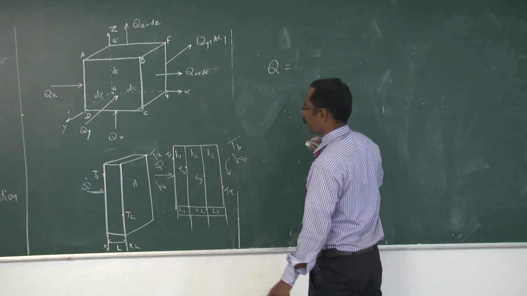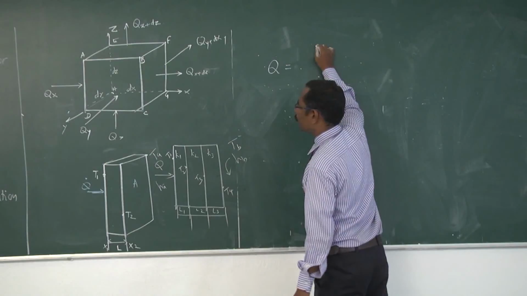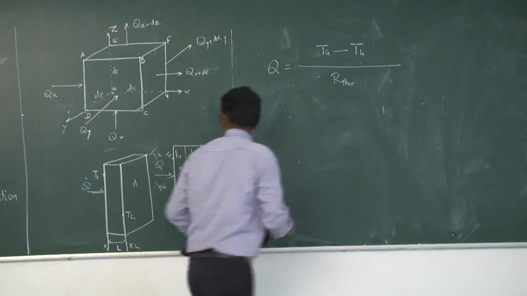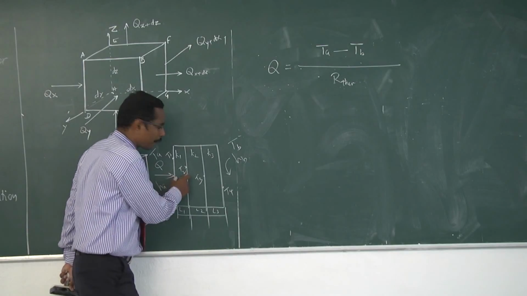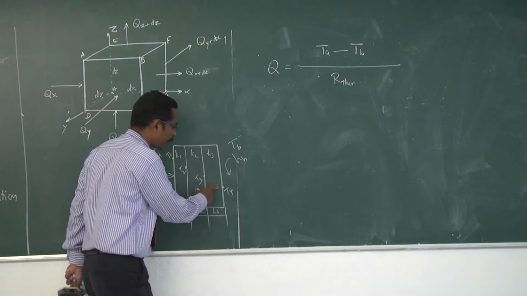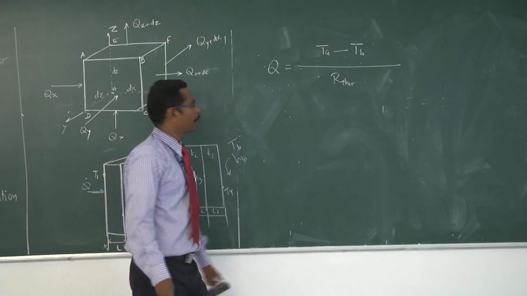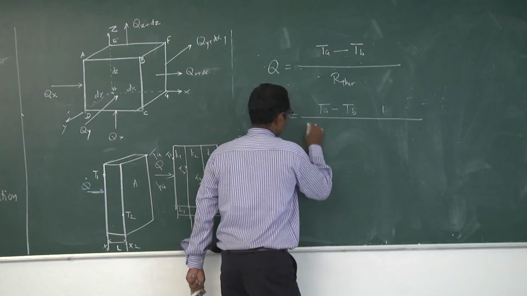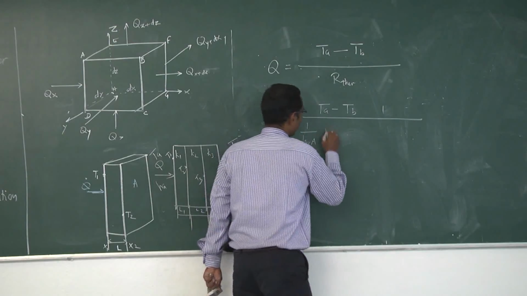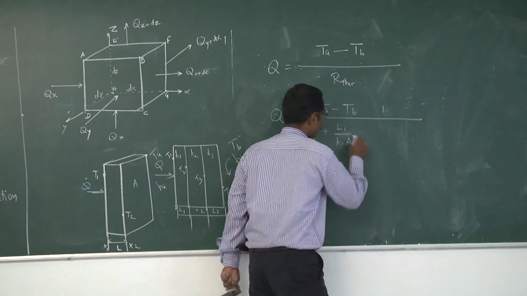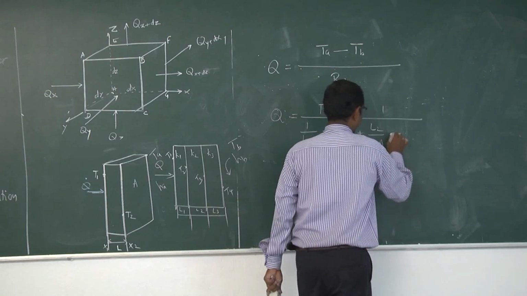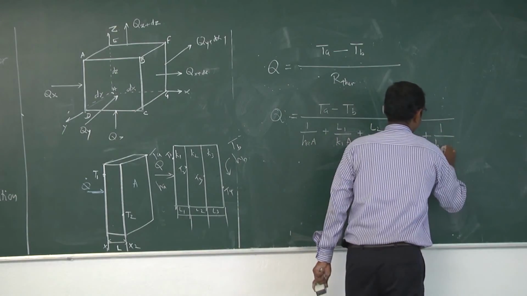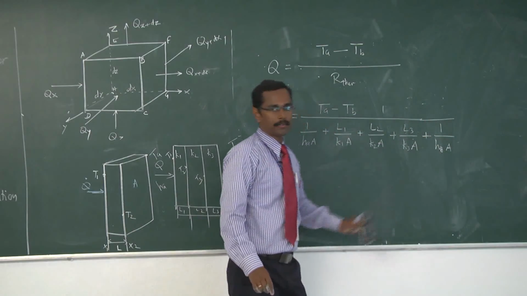The rate of heat transfer is equal to the total temperature difference, that is TA minus TB, divided by the total thermal resistance. Here we can see 5 different thermal resistances: a convection resistance, conduction resistances for the 3 materials, and the outside convection resistance. So, Q will be equal to TA minus TB divided by 1 divided by hA into A on the left hand side, plus L1 by k1A, the conduction resistance, plus L2 by k2A for the second layer, plus L3 by k3A for the third layer. Finally, 1 divided by hB into A, the convection resistance at the outside layer.